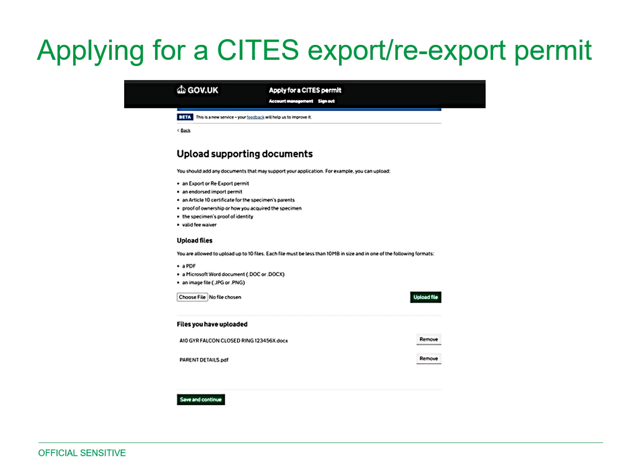For an antique, you must provide evidence, such as an invoice or receipt, to evidence that you acquired the item legally and that it was imported into the UK legally if you are applying to re-export. Once you have uploaded the supporting documents, click Save and Continue.